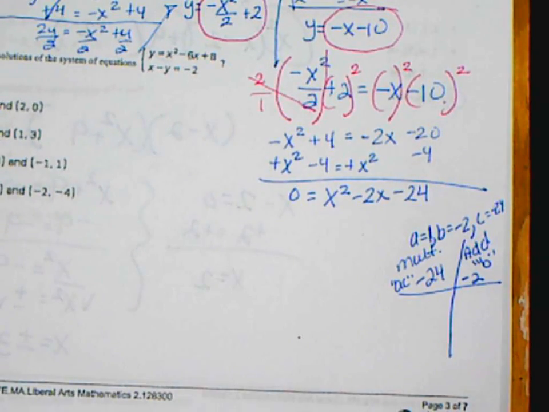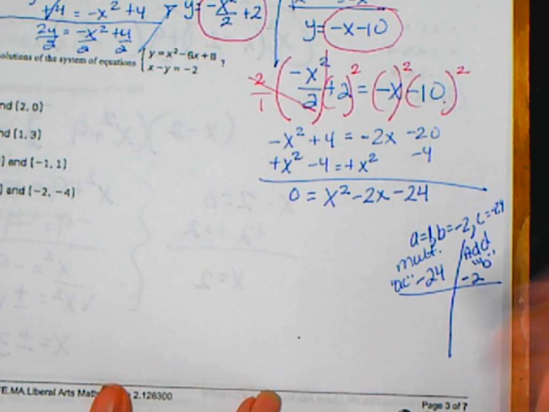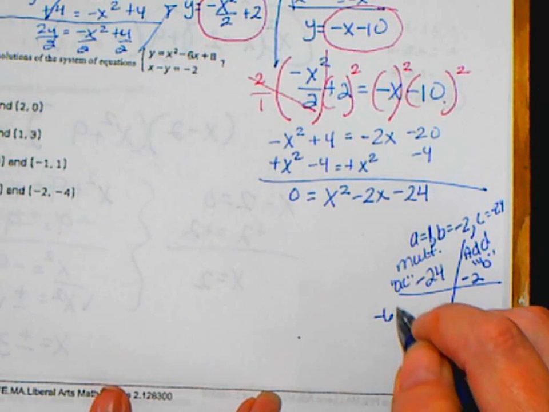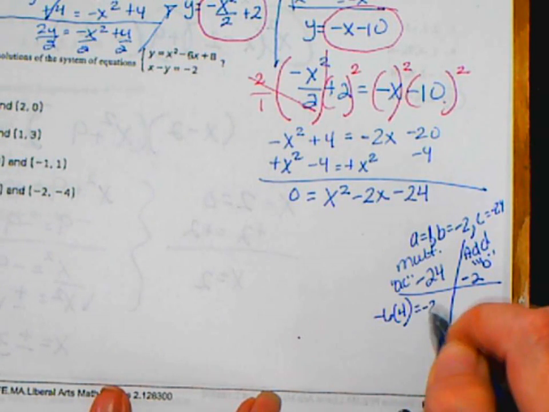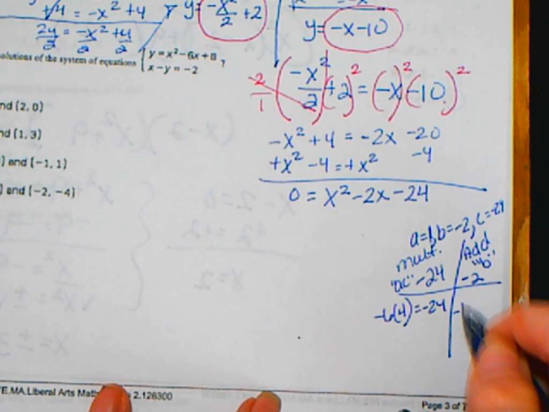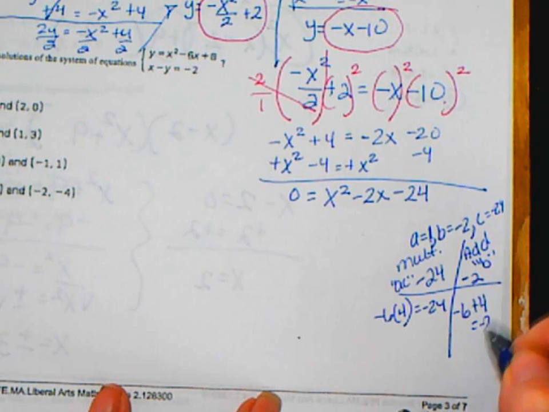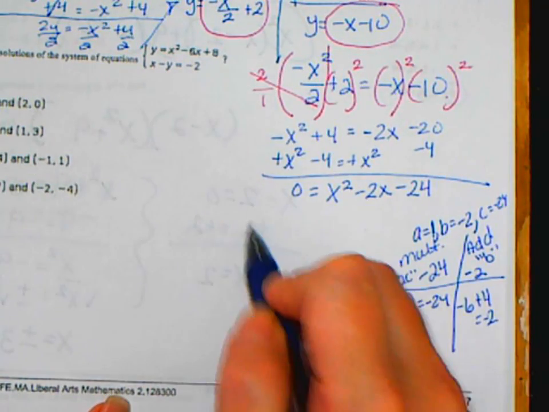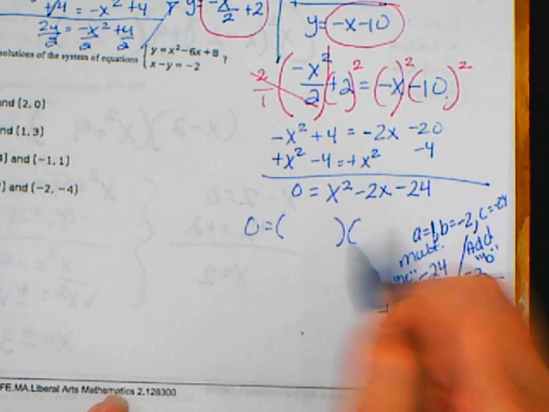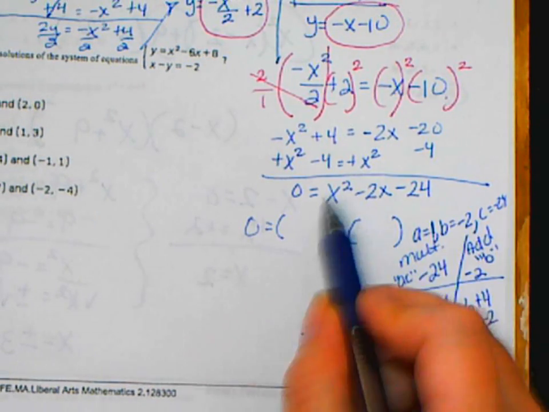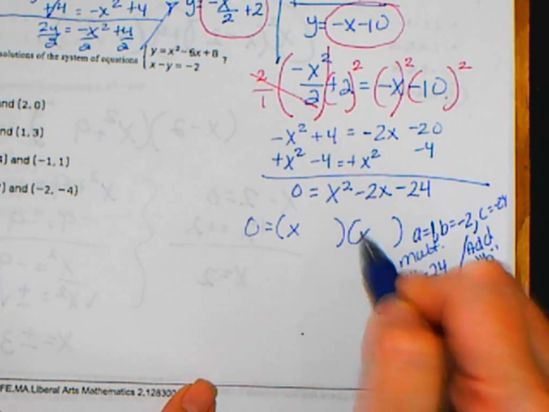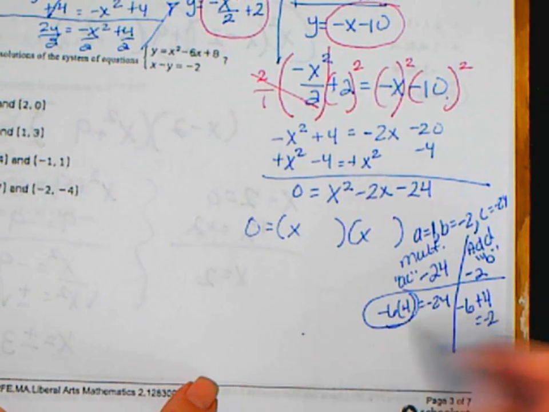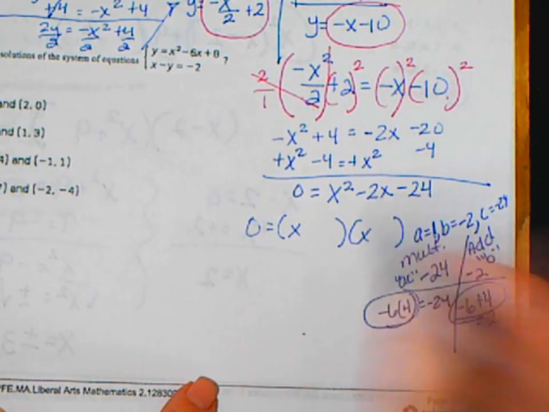What do you think? Negative 6 and 4? Negative 6 times positive 4 is negative 24. Negative 6 plus 4 is negative 2. That works. You did so good. So in my parentheses, the variable is x. Look in your T-chart to see what numbers to use. A minus 6 and a plus 4.